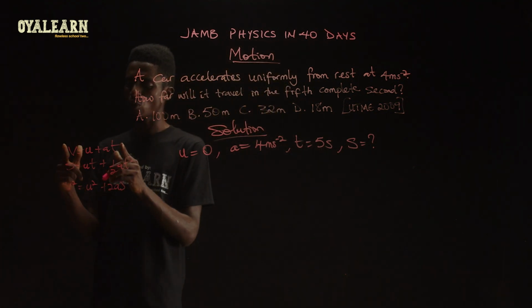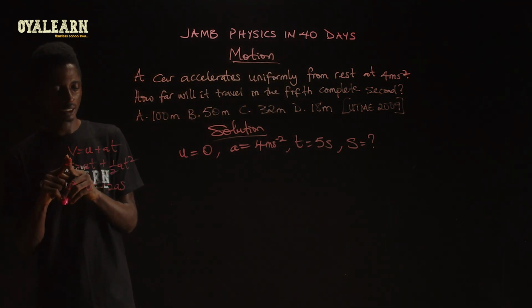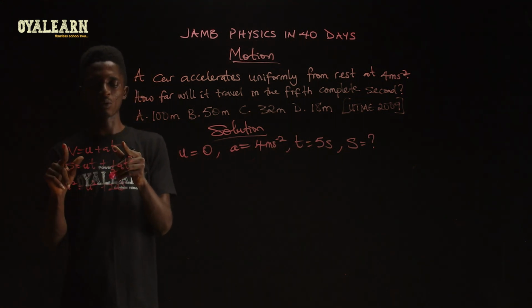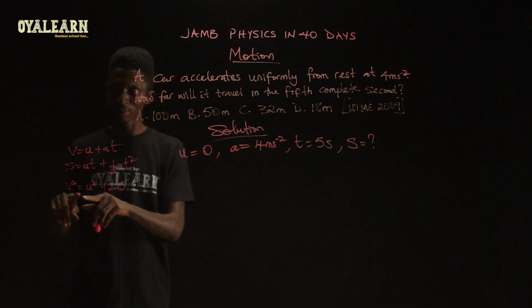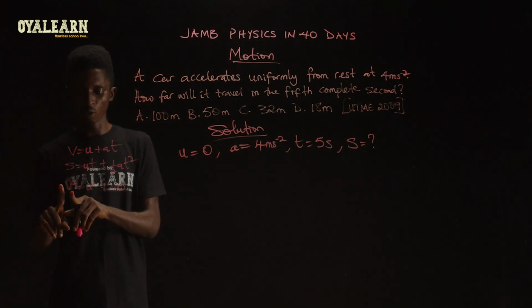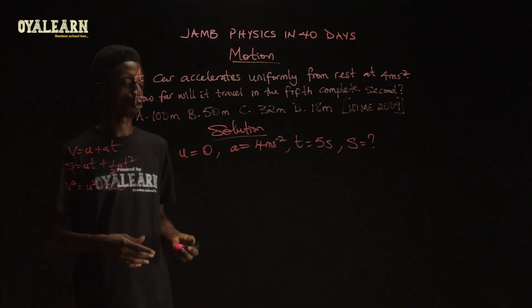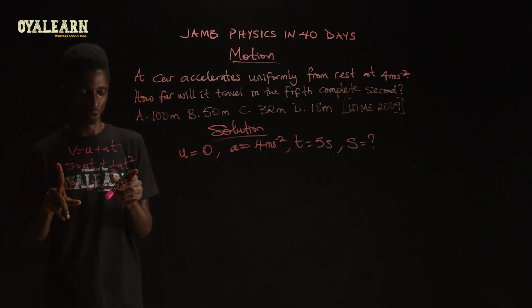Like in the case of equation 1 here, you see we do not know v, right? And s, which is what we are looking for, is not even present here. So this equation will not work for us. And the same thing applies to equation 3. We do not know v, even though s is present here. So there will be two unknowns and we don't want to use that. So instead we use equation 2 here.